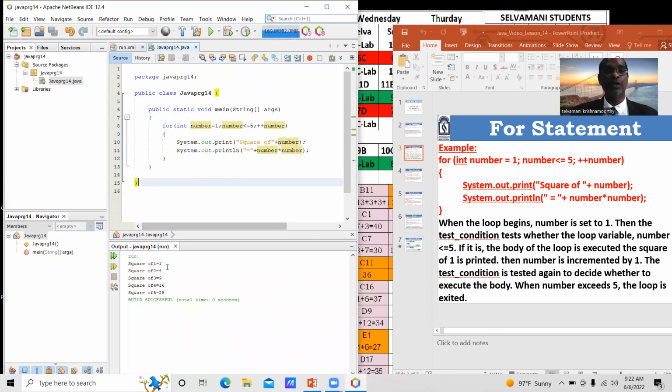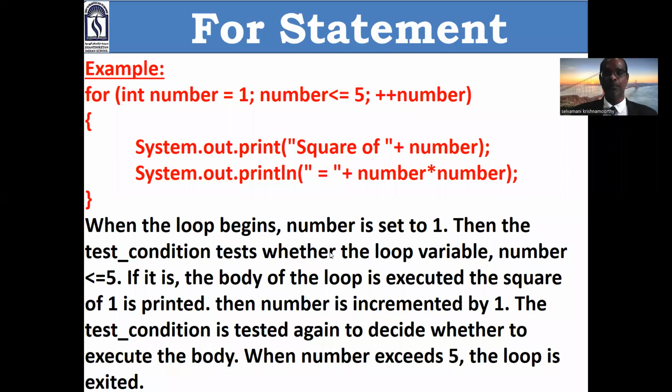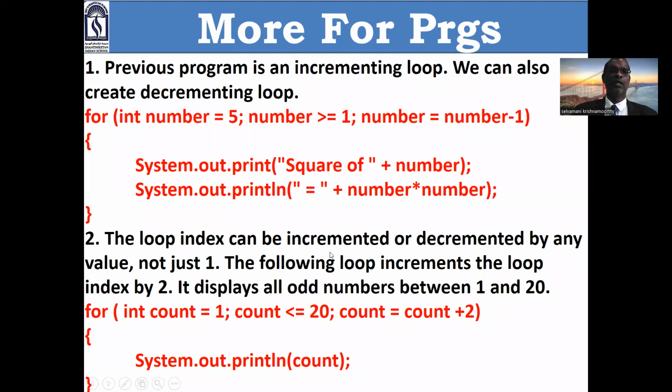That is why we got square of 1 equal to 1, square of 2 equal to 4, so far, square of 5 equal to 25. Is that correct? Good. Now, we will see a little bit more on the for loop. In the previous program, we were using incrementing. That is, number is incremented 1 by 1. We can also decrement. That is, we can also create a decrementing loop.